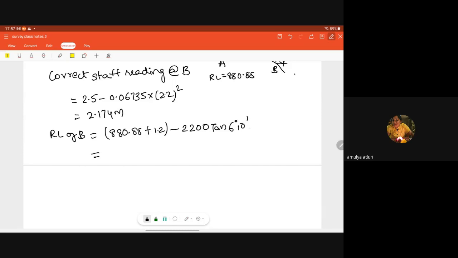So what is the reduced level at B? And we need to subtract the error also, right? So then what is the corrected level? RL is 642.204 meters. Okay. So this is the RL of B in meters. What did we do? We first calculated the correct staff reading on B, and then we calculated the RL at B.